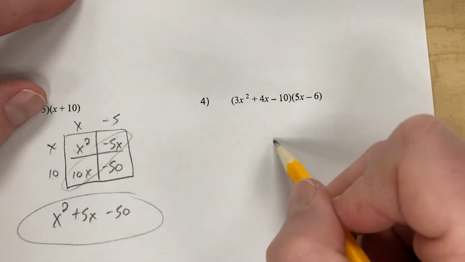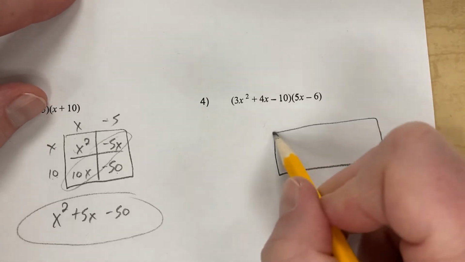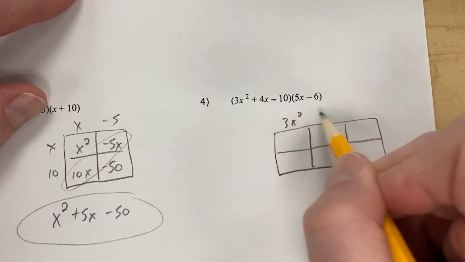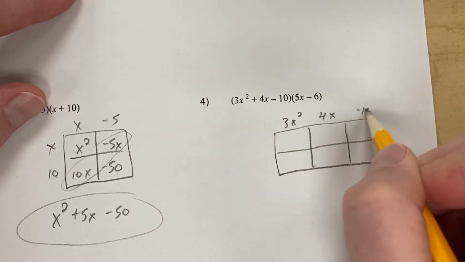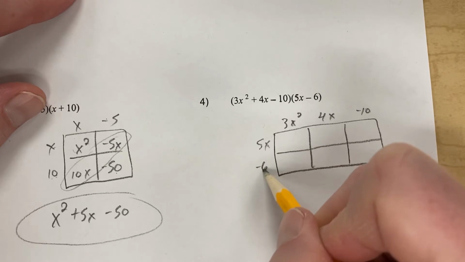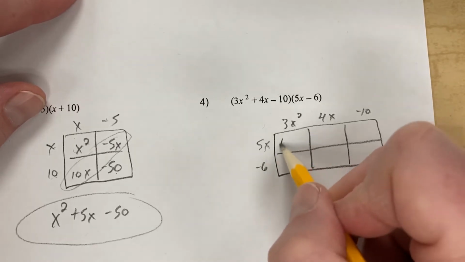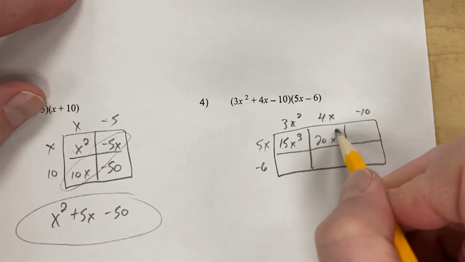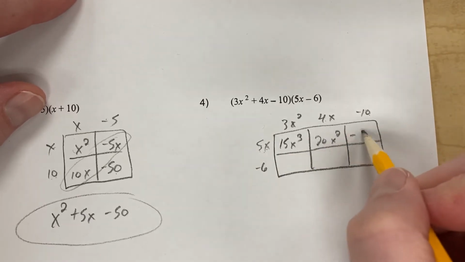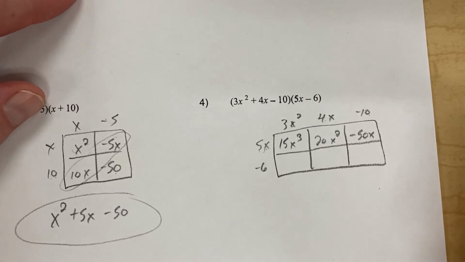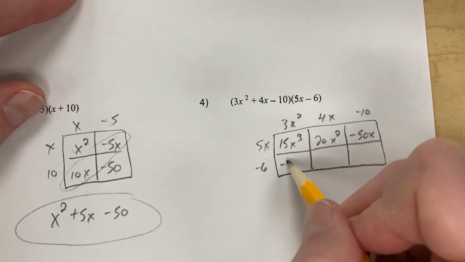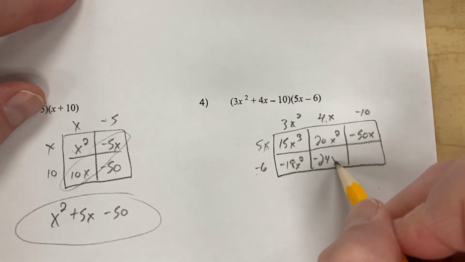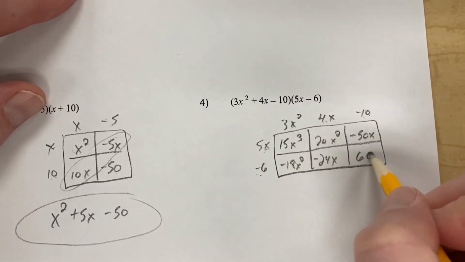So similar idea on 4, except we need 3, because it's a 3-term times a 2-term. So we have 3x squared, 4x minus 10, and then we have 5x minus 6. So 5x times 3x squared, that's 15x to the third. 5x times 4x is 20x squared. 5x times negative 10 is a negative 50x. Negative 6 times that would be negative 18x squared. Negative 6 times 4 is negative 24x. Negative 6 times negative 10 is 60.